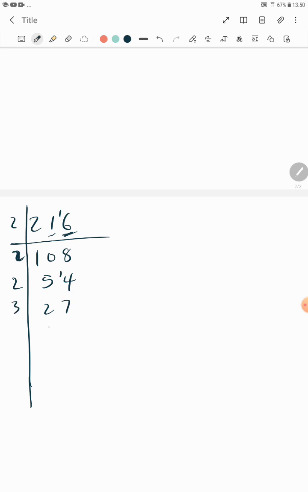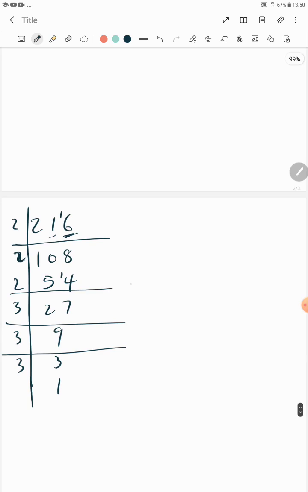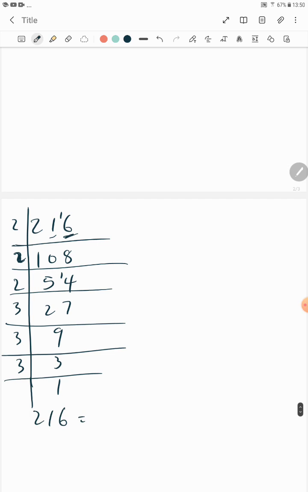Now I can use 3, which is 9. I can use 3, which is 3. I can use 3, which is 1. For you not to be confused, you can rule it like this, so that you obviously see that yes, you are making sense. So if I'm going to write 216 as a product of its prime factors, it's going to be 2 times 2 times 2 times 3 times 3 times 3.